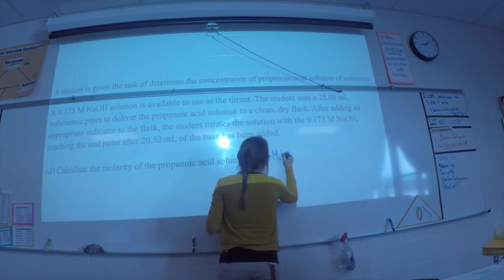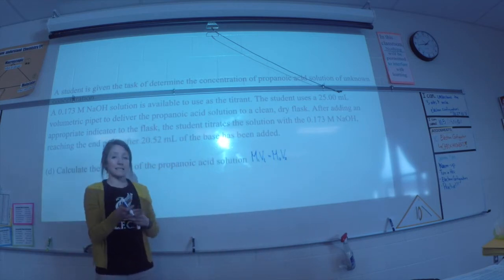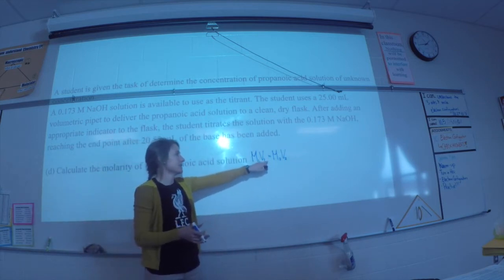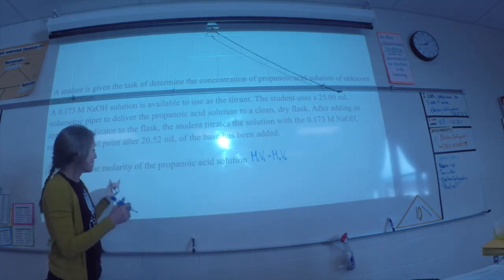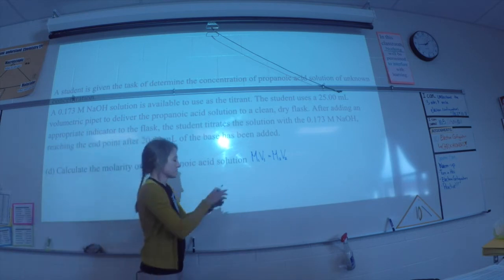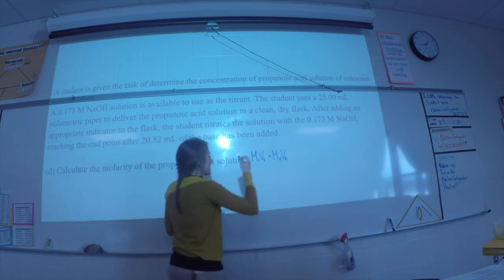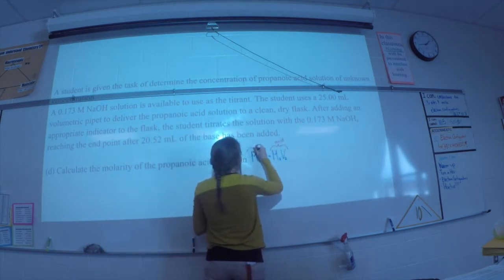Now, in the 2 points of this problem, M1V1 equals M2V2, I gave 1 point if you tried using this, and then the second point is for getting it done correctly. So we're trying to calculate the molarity of our propanoic acid solution. It doesn't matter what side, but let's just say this is going to be my acid side, and this will be my base.